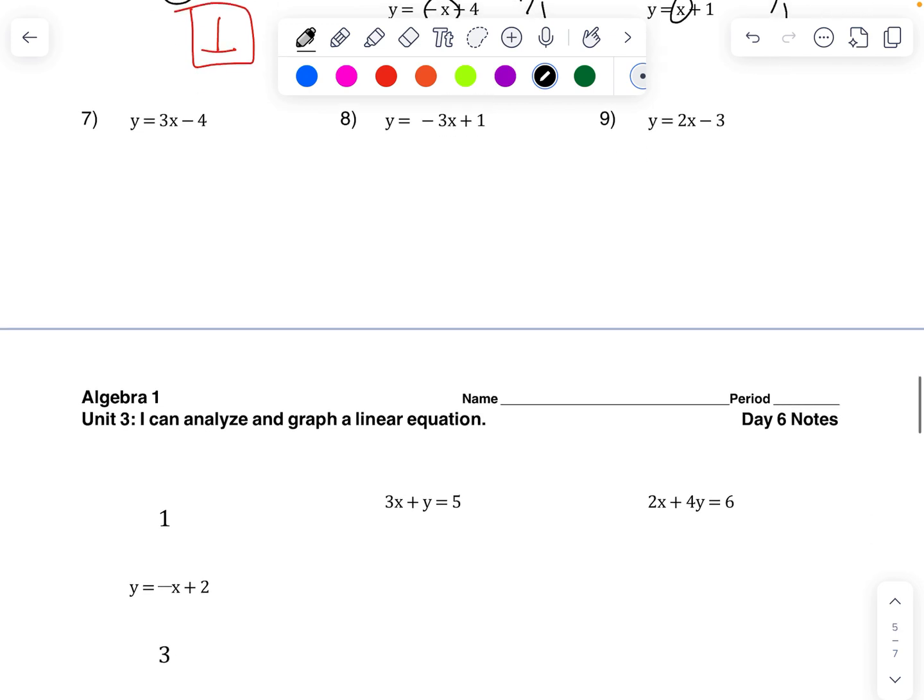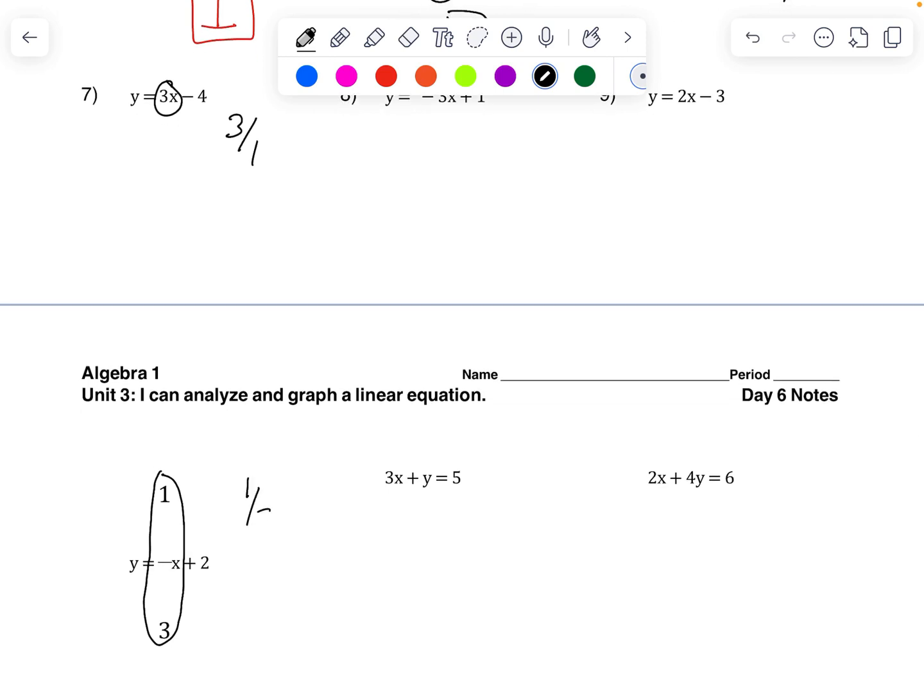Okay, my formatting here is a little goofy, so just hang tight with me on these next 3. All right, 7, my top slope, 3x, 3 over 1. My bottom slope down here is 1 over 3, okay? They're not the exact same, so they're not parallel, but they are the reciprocal of each other. 3 over 1 and 1 over 3 are flipped. However, they are both positive, okay? In order for it to be perpendicular, one would have to be positive and one would have to be negative. So even though they're the reciprocal, they're not opposite, so these are neither for number 7.